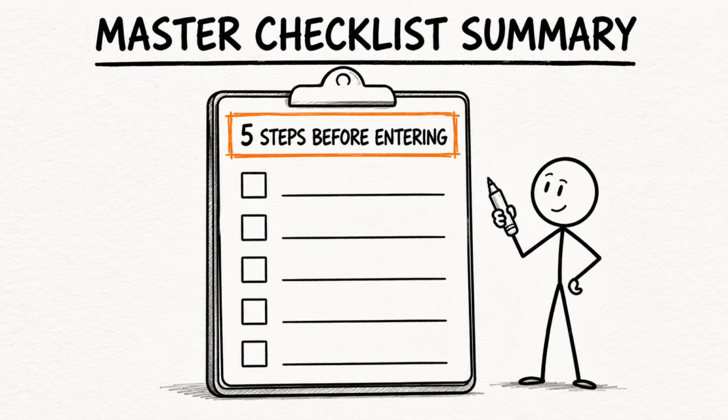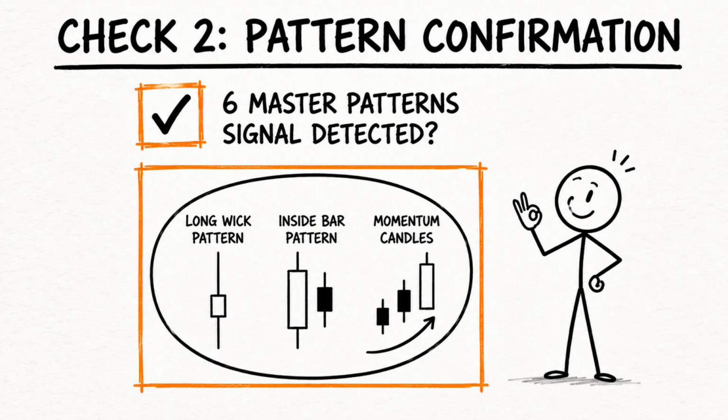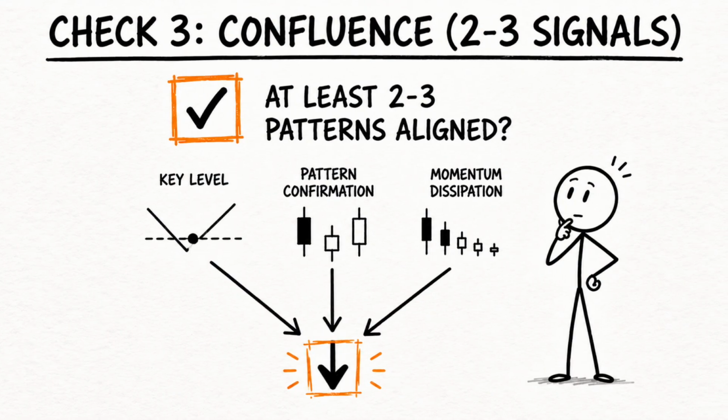So, let's create a master checklist summary of everything we've learned so far, so that when you open the charts tomorrow, you can make clear, confident decisions without any confusion. Ask yourself these 5 questions before pressing the trade button. Key level check. Is the price at an important support or resistance level? Pattern confirmation. Has a signal like a long wick, inside bar, momentum, multiple rejections, shrinking candles, or candle color change formed at the key level? Confluence check. Are at least 2 to 3 patterns coming together pointing in the exact same direction?